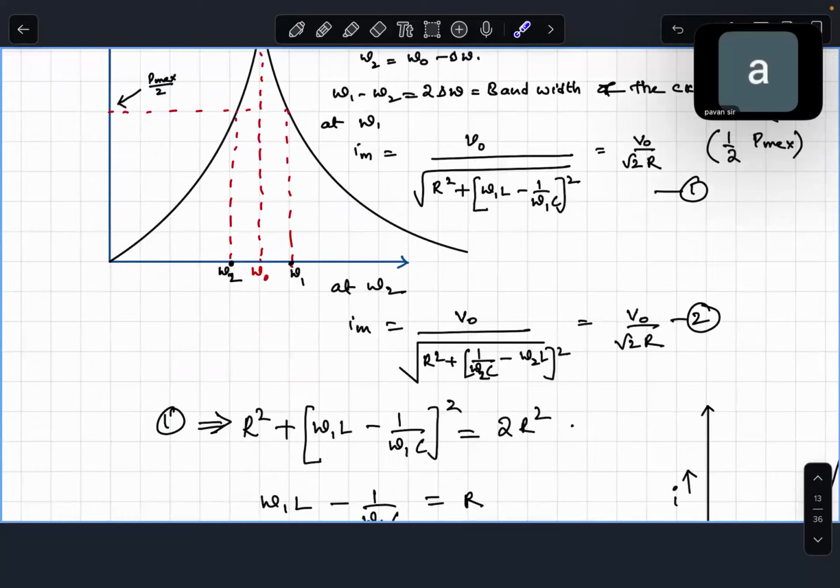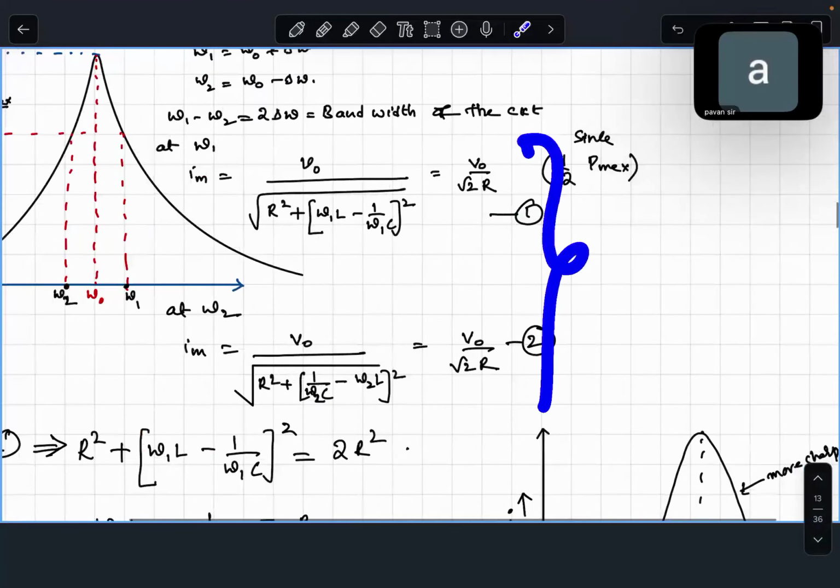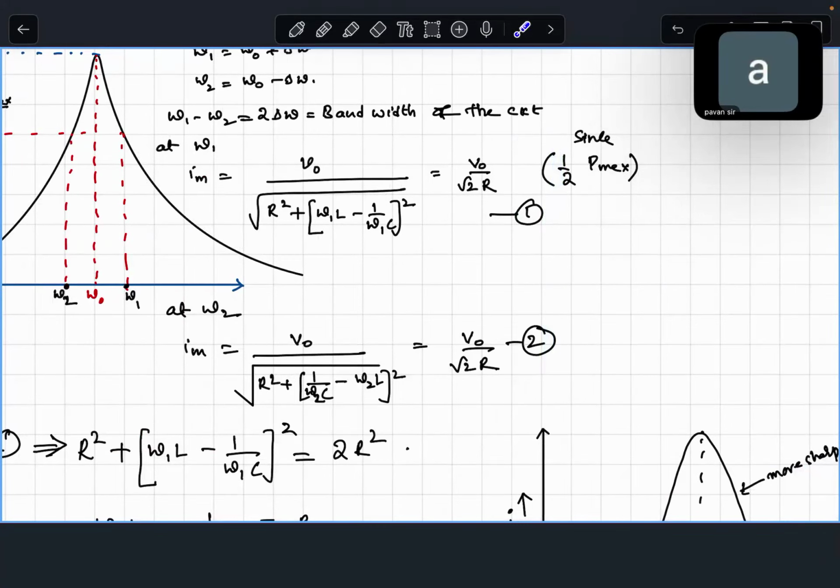Now I am trying to work on equating this to this, equating this to this. Right? Sir, you are cheating. Why have you written omega 1 L minus 1 by omega 1 C? That is the part where inductance is dominating, and this is the part where capacitance is dominating. You agreed with these two equations. Please confirm again, everyone in the class. Confirm whether you are agreeing with these two equations. Yes or no is the only option for you.